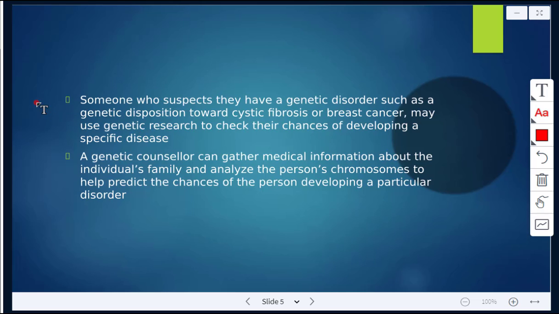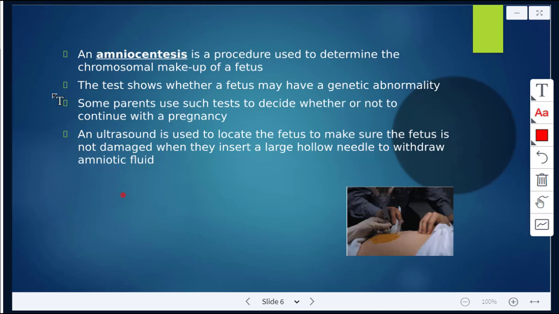All right, so someone who suspects they may have a genetic disorder, such as a genetic predisposition towards, for example, cystic fibrosis or breast cancer, may use genetic research to check their chances of developing a specific disease. A genetic counselor can gather medical information about the individual's family. They can analyze the person's chromosomes to help predict the chances of the person developing a particular disorder. And this is where things like ethics come into place. Is it ethical to do this?